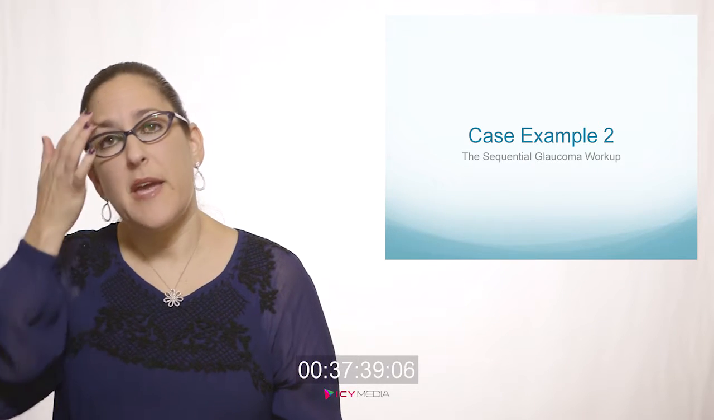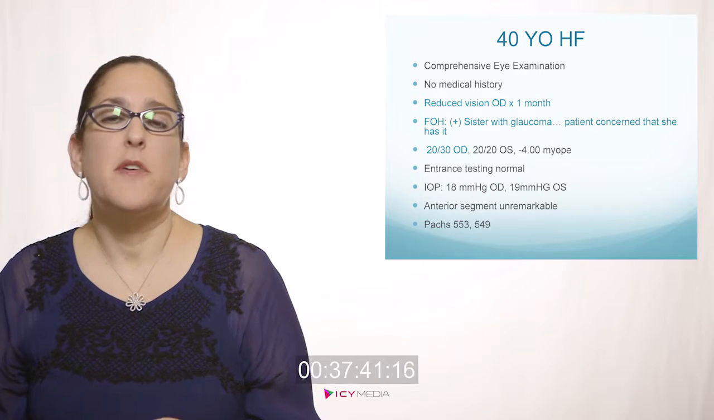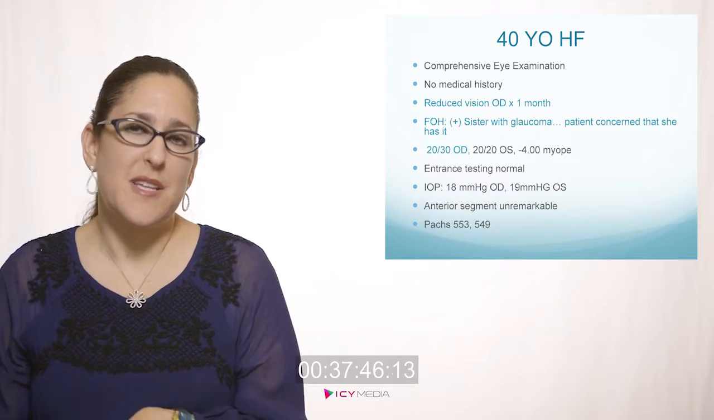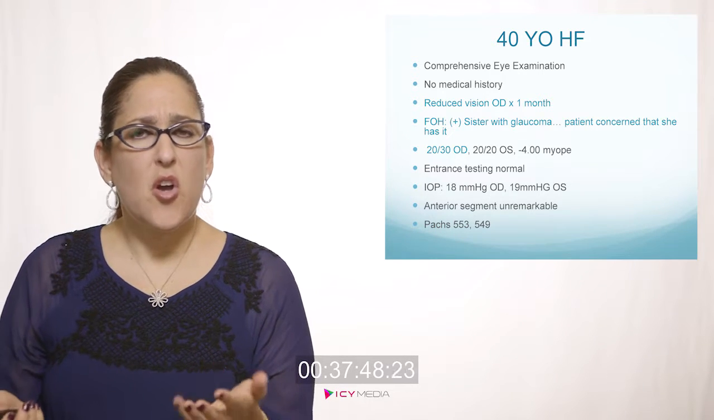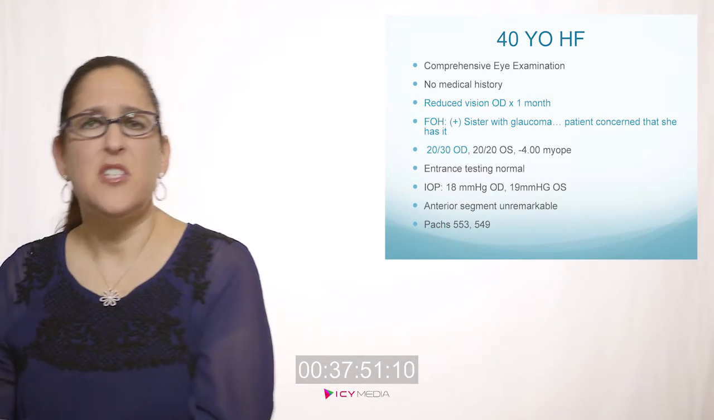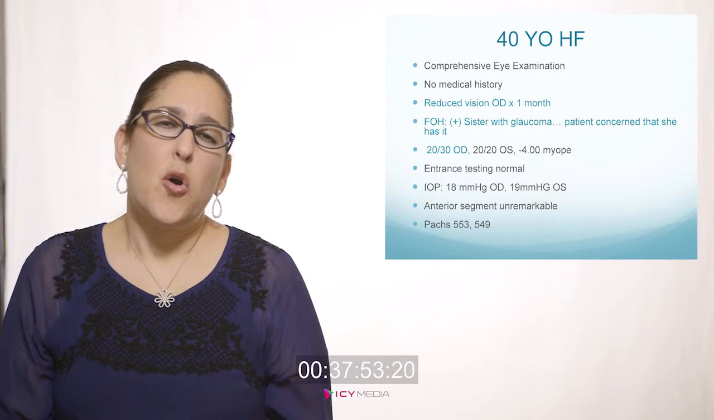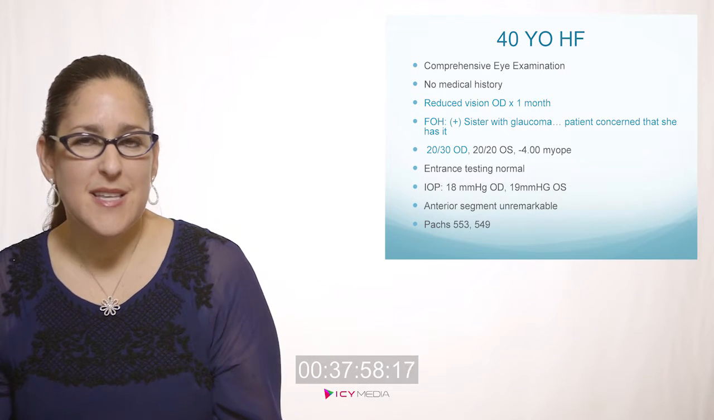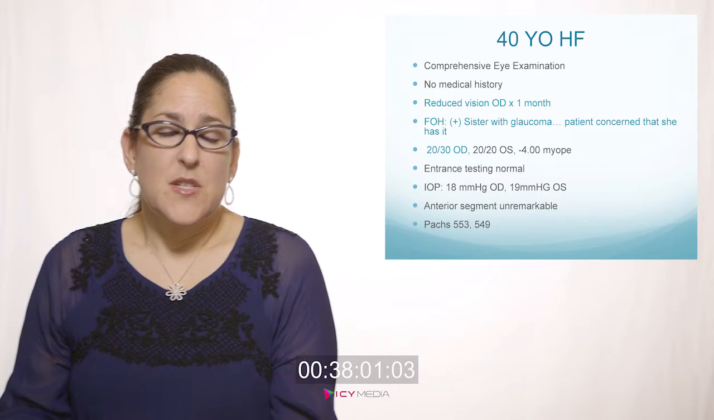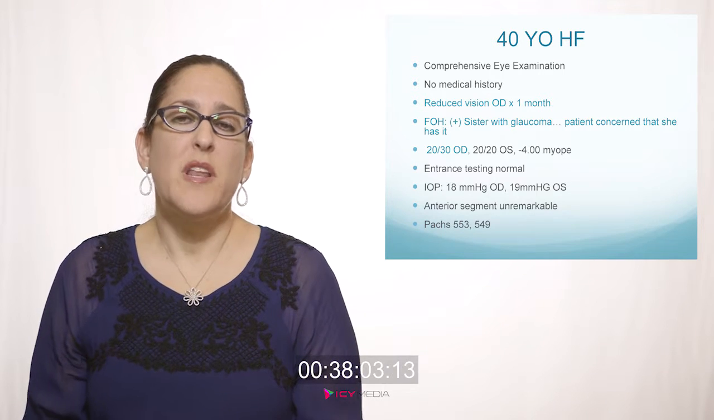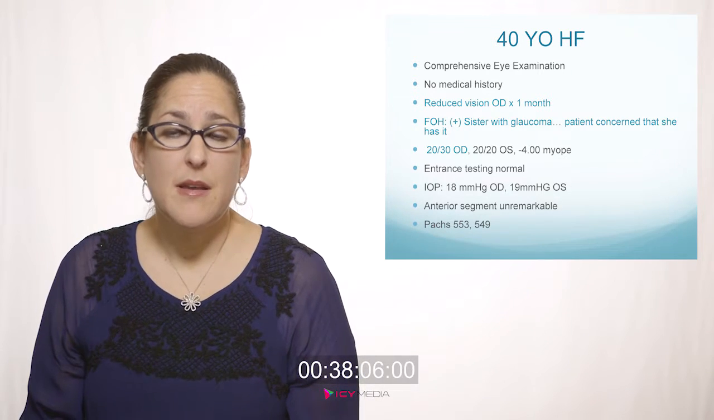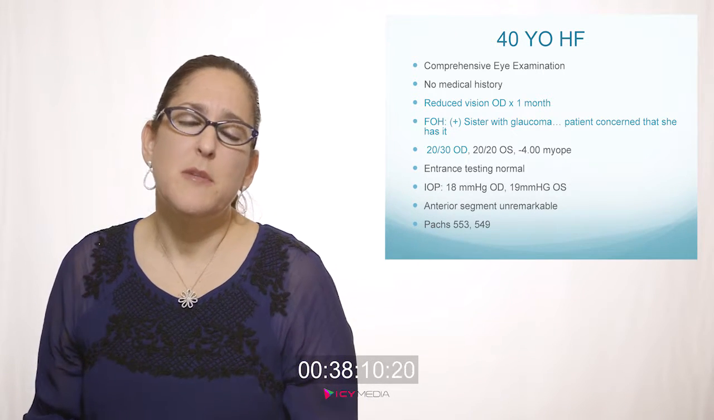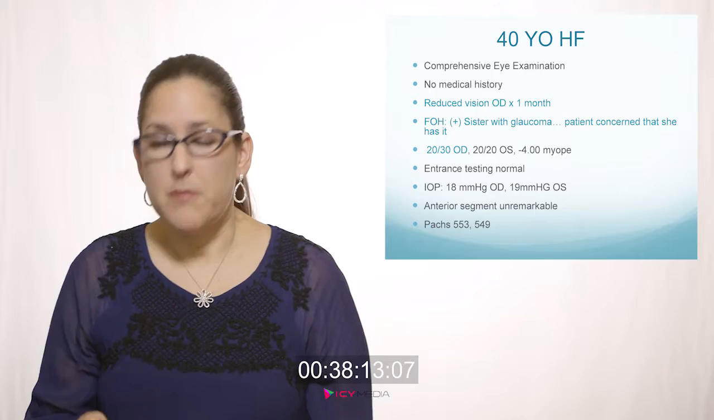Here's another example. A 40-year-old Hispanic female. She comes in for a comprehensive exam. She has reduced vision in her right eye for a month. This was an extremely interesting case. She has a sister with glaucoma, so when she started having decreased vision in that right eye, her initial thought was, I have glaucoma, okay? Because people know what's in their families, and they worry. So her vision in that right eye was 20/30, which correlated with what she was noticing. She was a -4 myope. Everything was pretty normal. Her pressures were normal, her pachymetry was normal, but she did have that reduced vision.